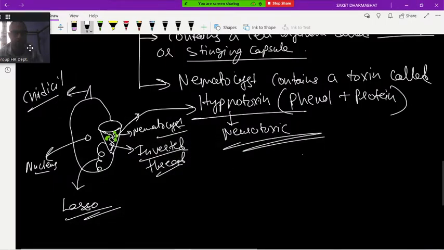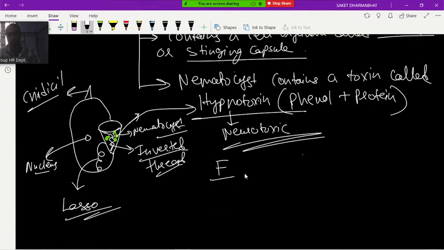Okay, so students, this is the structure of nidoblast cell. And this is the nidocil, which is inserted inside the skin. Okay, so that is the thing. Now, what is the function of nidoblast cell?